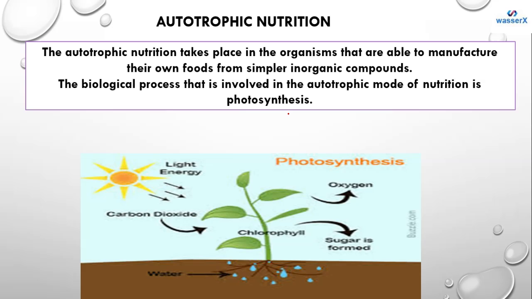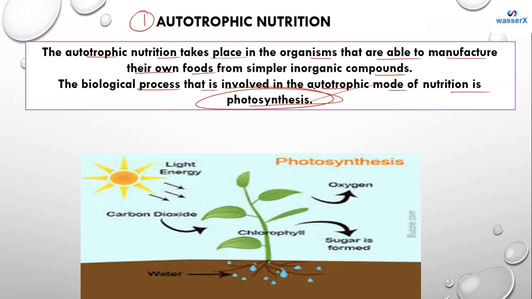Let me explain the first one, the autotrophic nutrition. Autotrophic nutrition takes place in organisms that are able to manufacture their own food from simpler inorganic compounds. The biological process involved in the autotrophic mode of nutrition is called photosynthesis. And who can do photosynthesis? Photosynthesis can be done by plants only, as we know. So what is the function of the plants here?